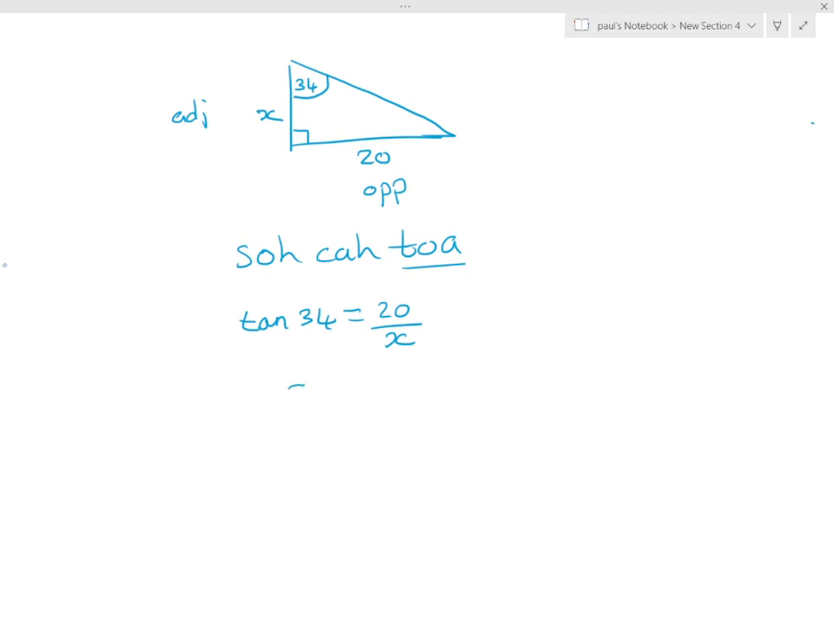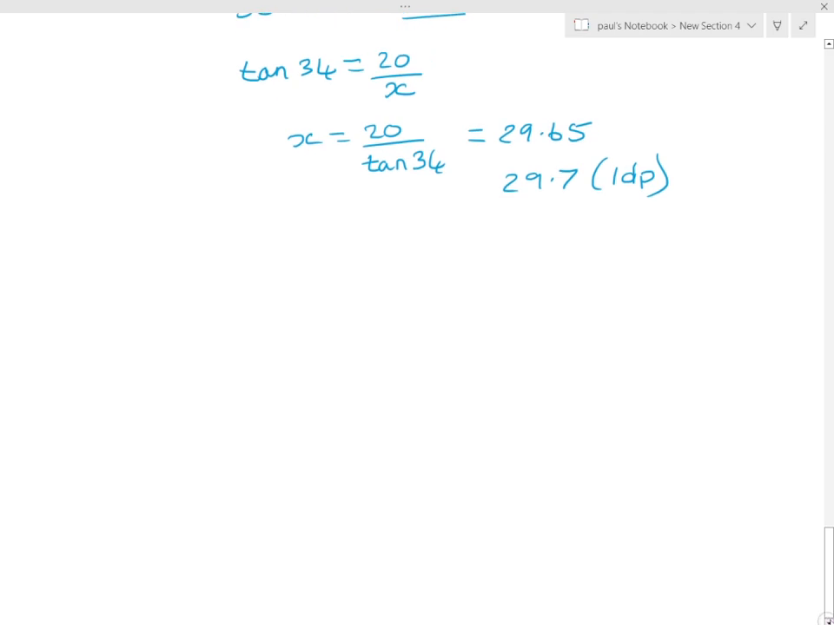Swap them round. X equals 20 divided by tan 34, which equals 20 divided by tan 34 equals 29.65, or 29.7 to 1 decimal place, that sort of thing. Right, keep going, we've got lots of these.